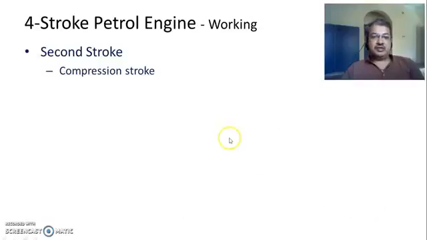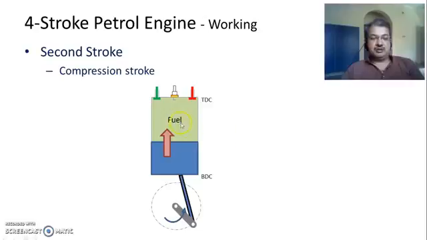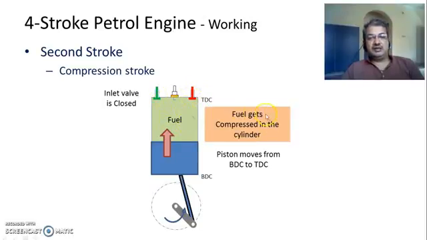The second stroke is called the compression stroke. During the compression stroke, we have the fuel which is taken into the cylinder. Now the inlet valve is getting closed. The inlet valve closes. Now the piston is at the bottom dead center. As the crank rotates here, the piston moves from bottom dead center to the top dead center. Because the valves are closed here, the fuel inside the cylinder gets compressed in the cylinder.